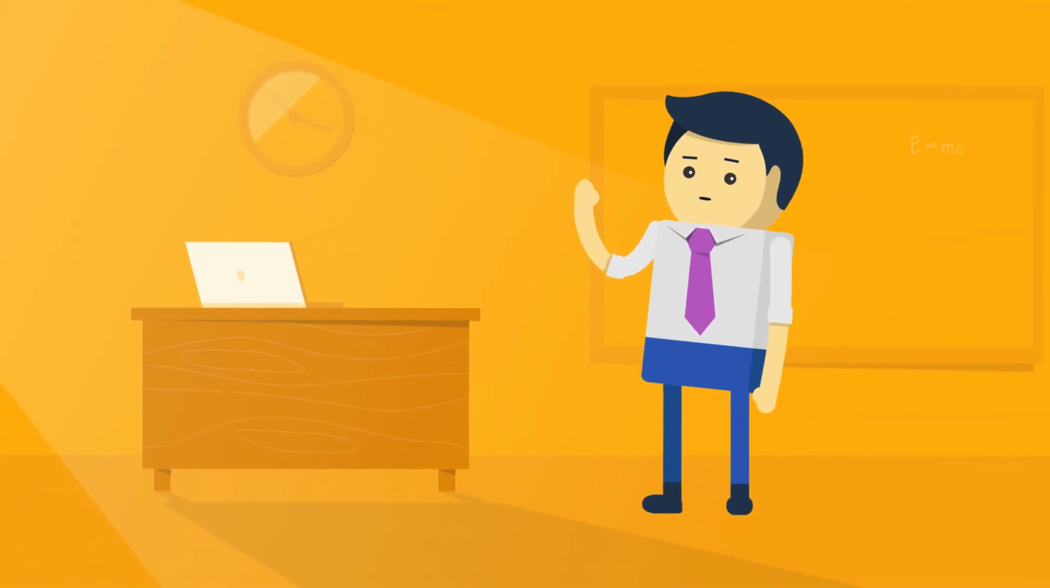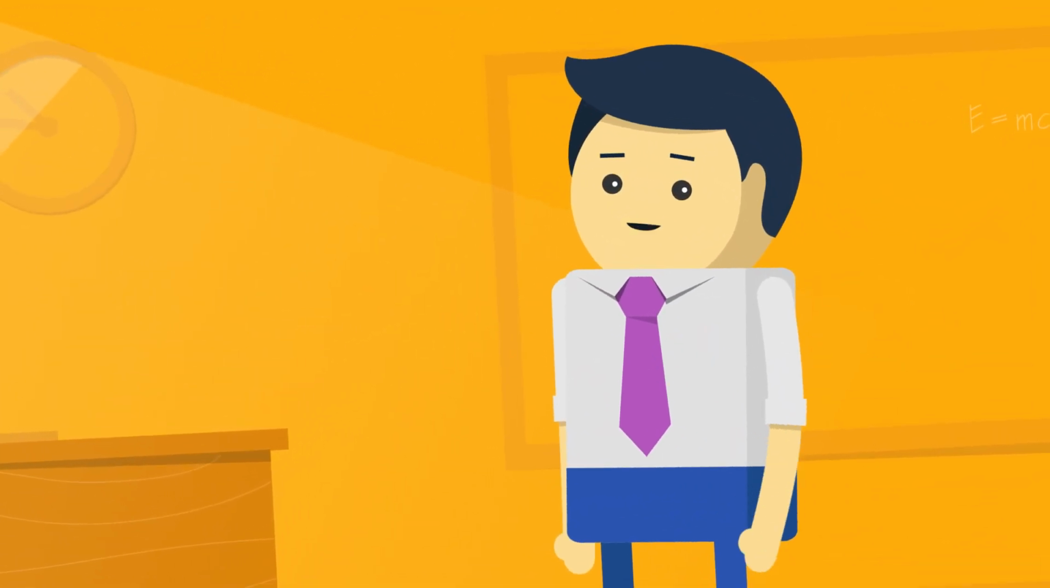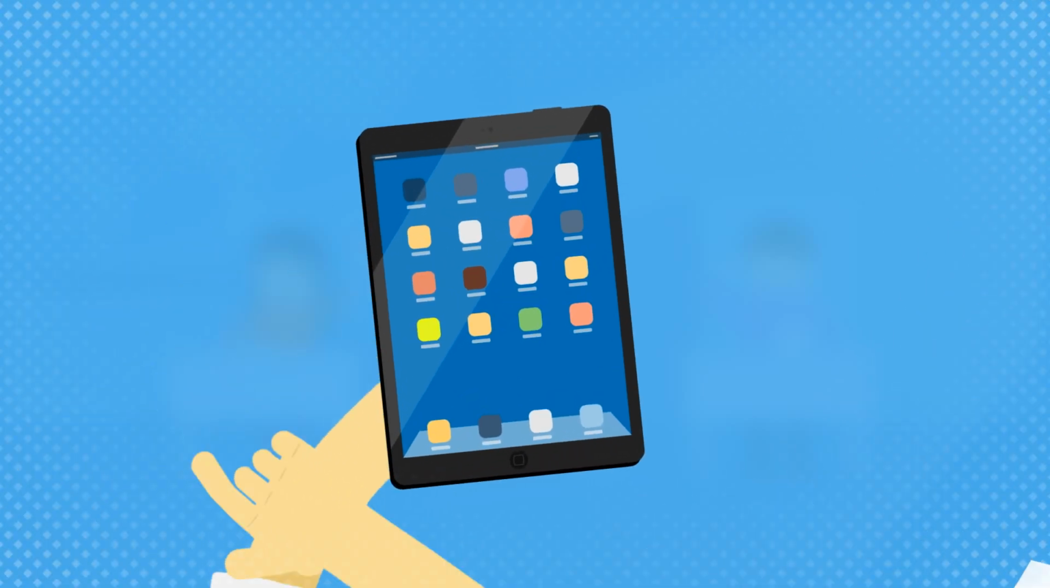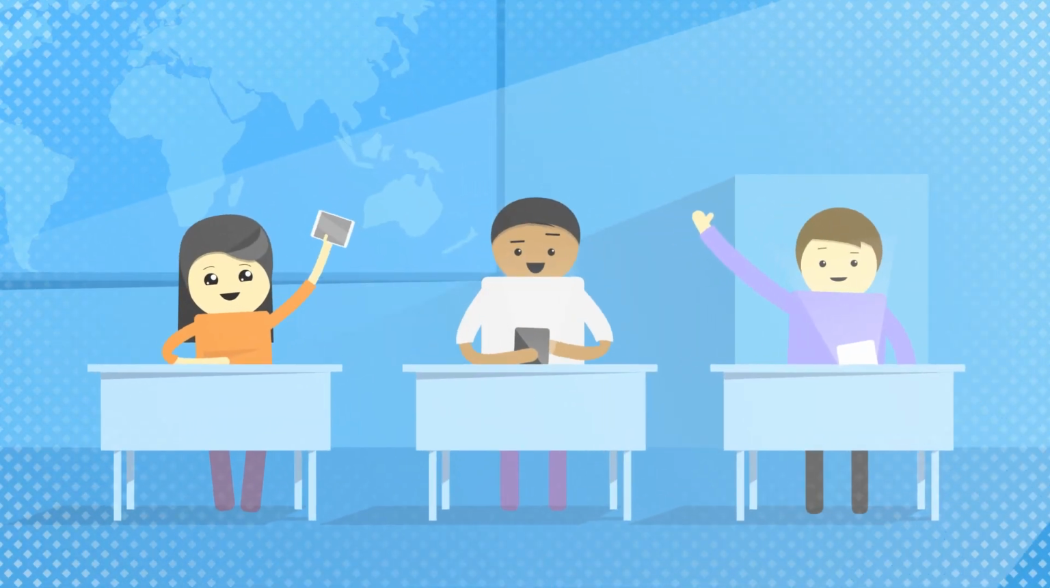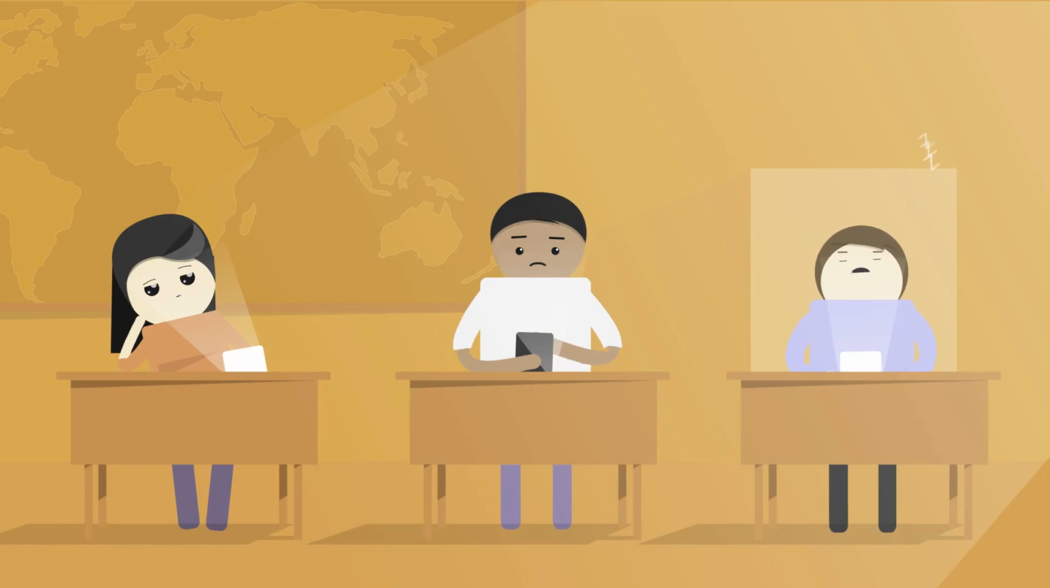I'm a teacher, and when I heard my school was getting iPads, I was so excited. I was going to swipe, pinch, and tap my way through my lessons, and my students were going to love it. Or so I thought.